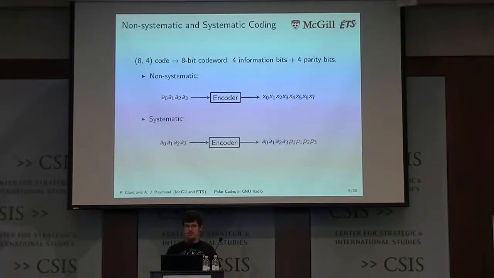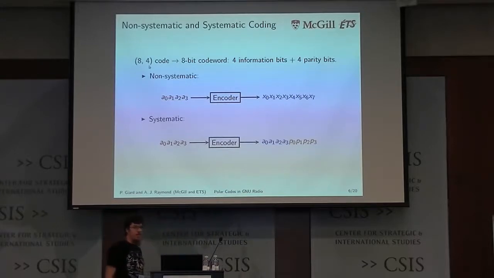When we talk about an (8,4) code in error correction parlance, what we mean is that we are dealing with codewords that have 8 bits, among which 4 are information bits and 4 are parity bits in this case. The 4 here really designates the number of information bits within the code.